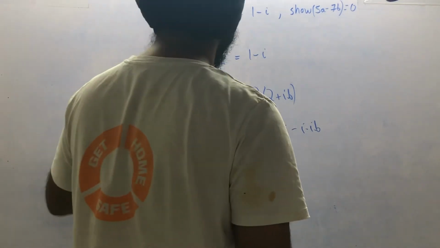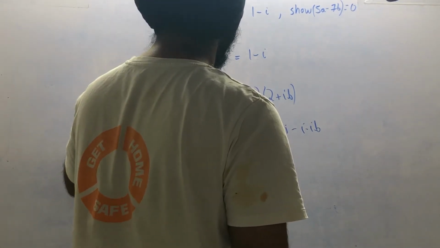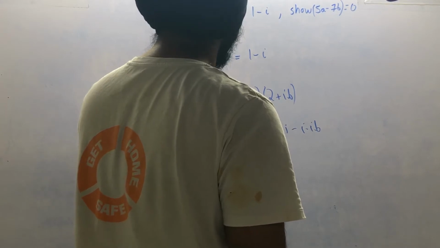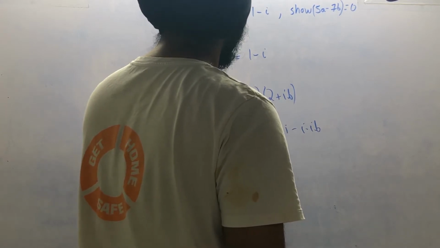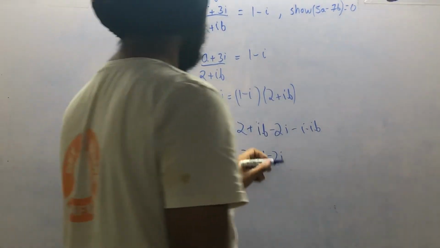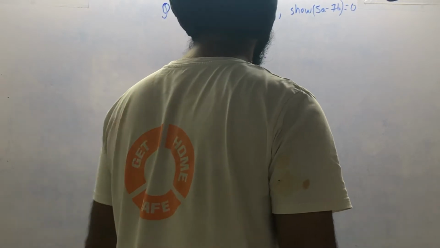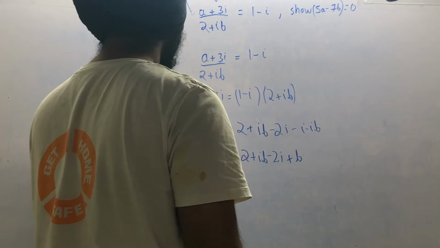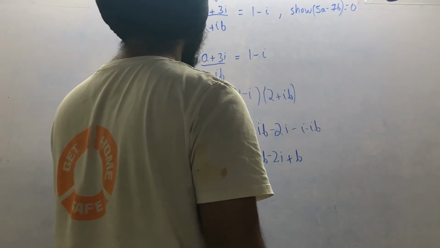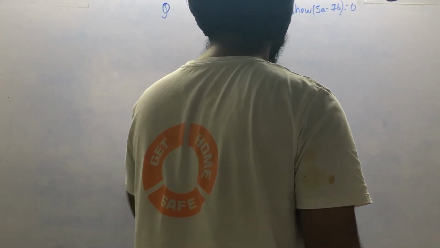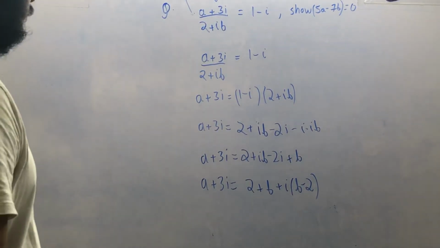Now a plus 3 iota is equal to (2 plus iota) b minus 2 iota. Iota into iota is how much? Minus 1, and minus minus is plus, so plus b. Just separate the real and imaginary parts here. So a plus 3 iota is equal to 2 plus b plus iota into (b minus 2). Just equate the real and imaginary parts.